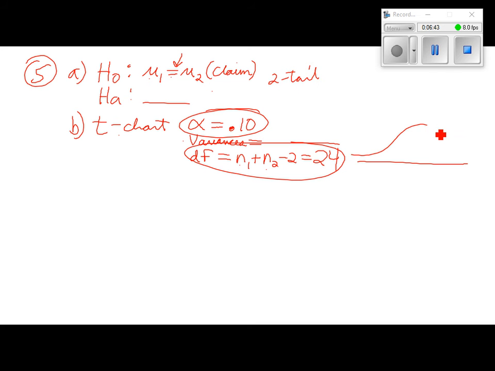Well, when you go to draw your little graph, then you're going to have this tail here, and you're going to have the two critical values. Remember, you look it up on the T-chart, and you're just going to make this one a negative, make that one a positive. Draw it in there.